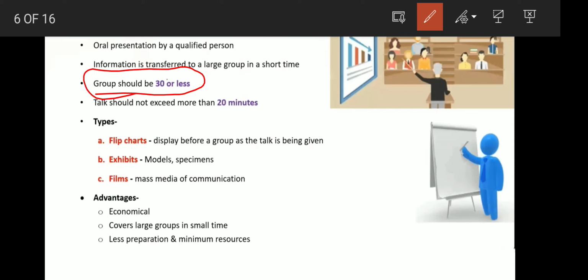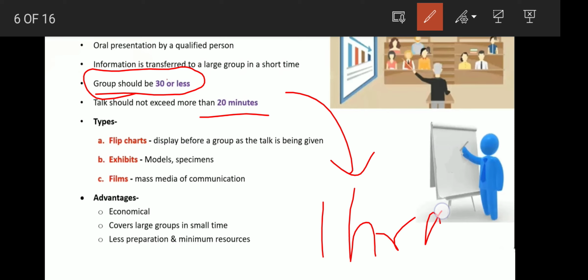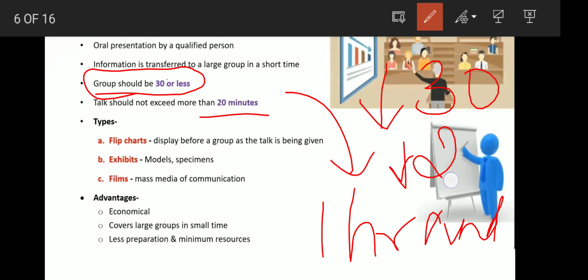But ideally the group should be less than 30. The group should not contain more than 30 members, and the talk should not exceed 15 to 20 minutes. But in the universities, the lectures are for 1 hour and above. So we see that ideally the group should contain fewer than 30 members and the talk should be less than 20 minutes.